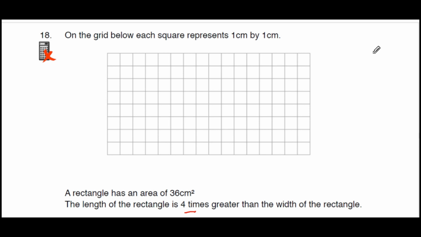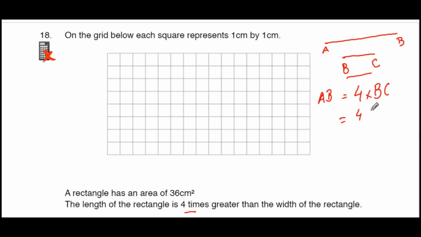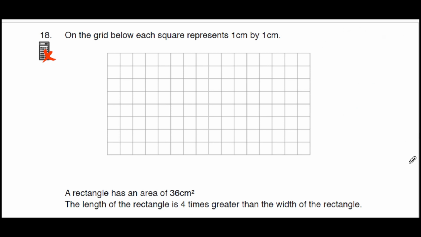When I say, for example, that this line is AB, AB is bigger than the line BC. But how much? I say that AB is 4 times bigger than BC. So how can I write it? AB is equal to 4 times BC. And if BC is equal to, for example, 2 centimeters, then AB will be equal to 4 times 2, that is 8 centimeters. Do you get it? So let's take some other example.